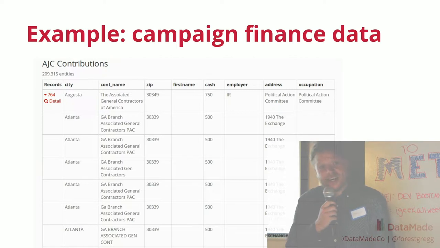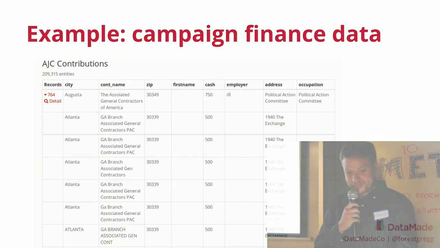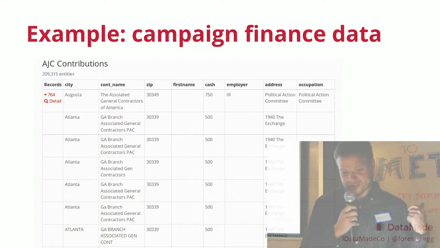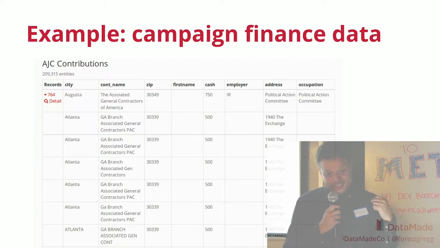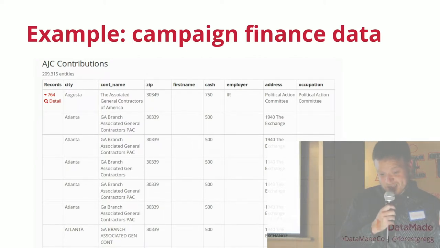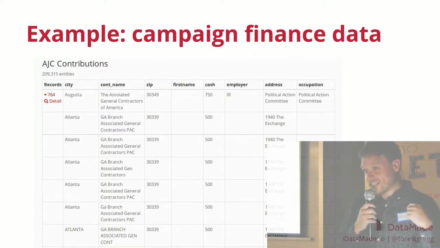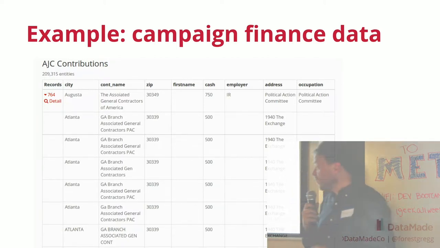working on this project, it was basically unanswerable because there was the Associated General Contractors of America, there's the Georgia Branch Associated General Contractors of America, there's the Georgia Associated General Contractors PAC, there was Georgia Branch Associate Gen Cond, and those are all the same entity, but that's not the kind of thing that you can just do a group by.